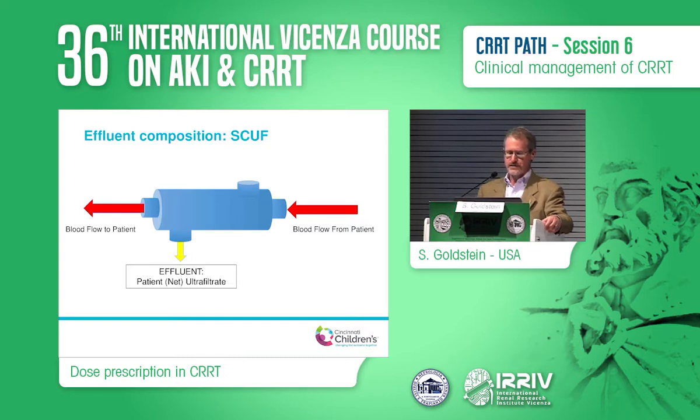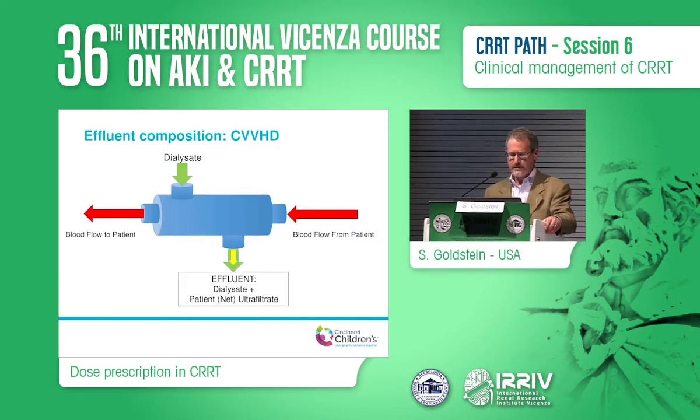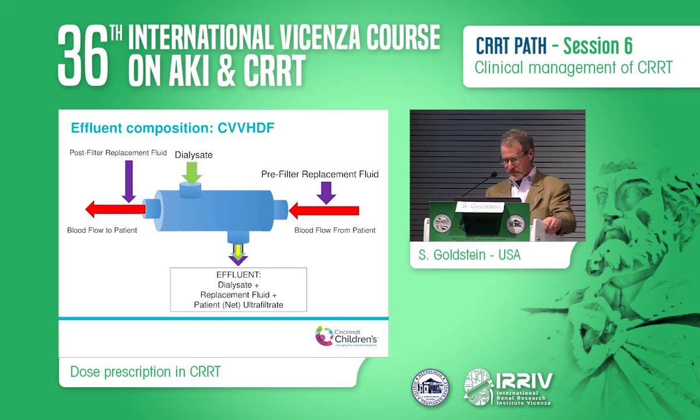The effluent composition in SCUF, again, is just the patient net ultrafiltrate. The effluent composition in continuous veno-venous hemofiltration is the replacement fluid plus the patient net ultrafiltrate. In dialysis with countercurrent dialysis fluid, the effluent composition is dialysate plus the patient net ultrafiltrate. And again, a combination of CVVHDF uses both replacement fluid and dialysis fluid. So the composition is the sum of the dialysate plus the replacement fluid rate plus the patient net ultrafiltrate.